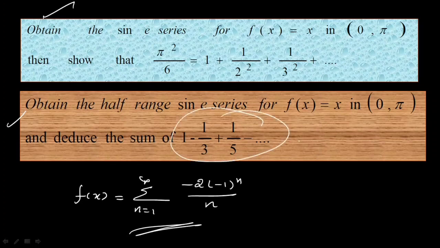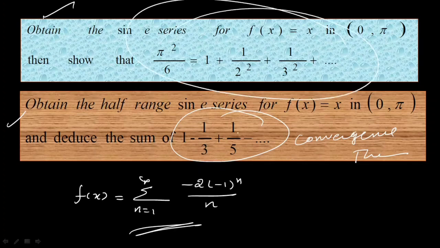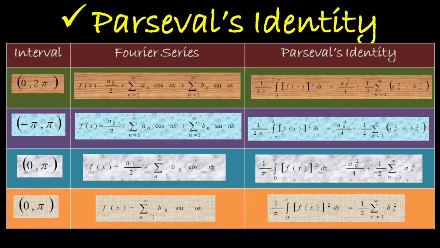To deduce that series, we made use of the convergence theorem. We make use of the convergence theorem to find the deduction part. But here we can't use the convergence theorem because here the power is 1, and here the power is 2 times more than that. In such cases, for the deduction part, we make use of Parseval identity. That is the only difference.